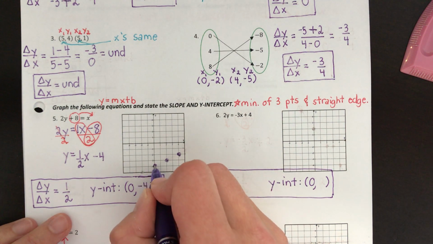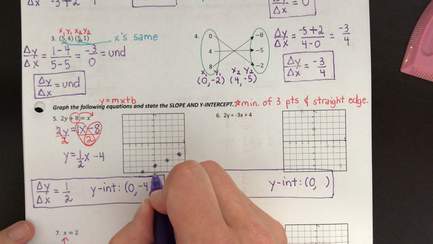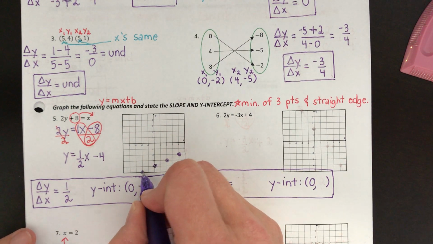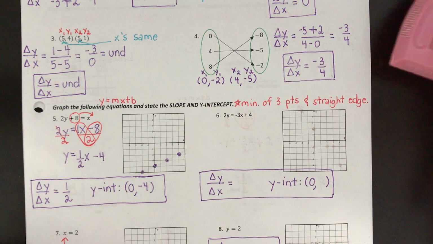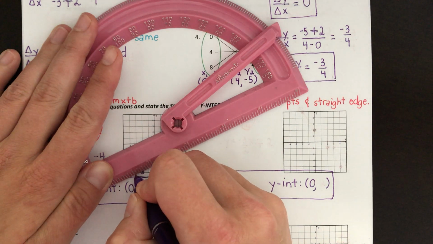Of course, to stay in line with this, I would go down 1, left 2. And that's okay because down is a negative direction, left is a negative direction, and a negative over a negative makes a positive. So how cool is that? All right, so I've got my minimum of 3 points.